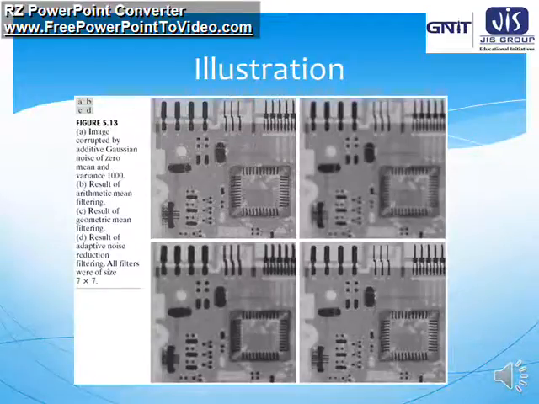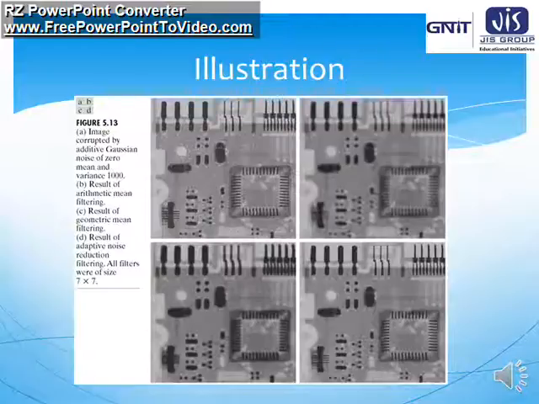Now here we will go through another example or illustration. In the first image, we again have 4 images here. The first image is corrupted by additive Gaussian noise of 0 mean and a variance value of 1000. The second image is the result of arithmetic mean filtering. So if we apply the arithmetic mean filter on image A, we will get image B.